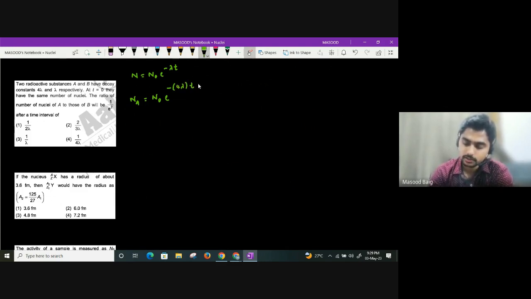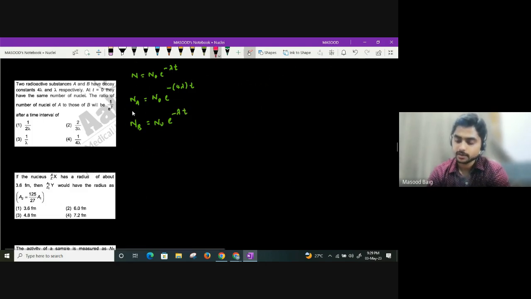Radioactive substances A and B have decay constants 4 lambda and lambda respectively. A similar type of question you got in 2017 NEET, guys. They have the same number of nuclei initially. The ratio of number of nuclei of A to number of nuclei of B will be 1 by e square after how much time interval? So what is the number of nuclei left? We know N naught e power minus lambda t. The nuclei of A will be, they have the same number, guys, N naught e power minus, how much is the decay constant of A here? The decay constant of A is given as 4 lambda, into t. What will be the number of nuclei of B left? Initial number is anyhow the same, e power minus lambda into t.